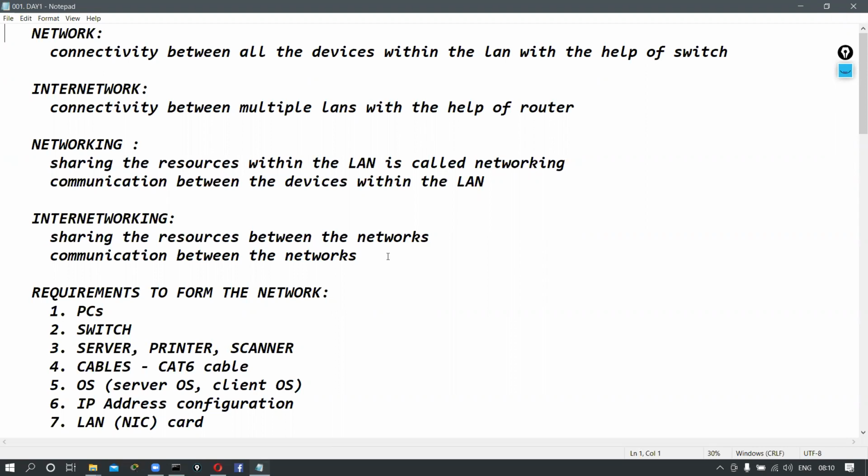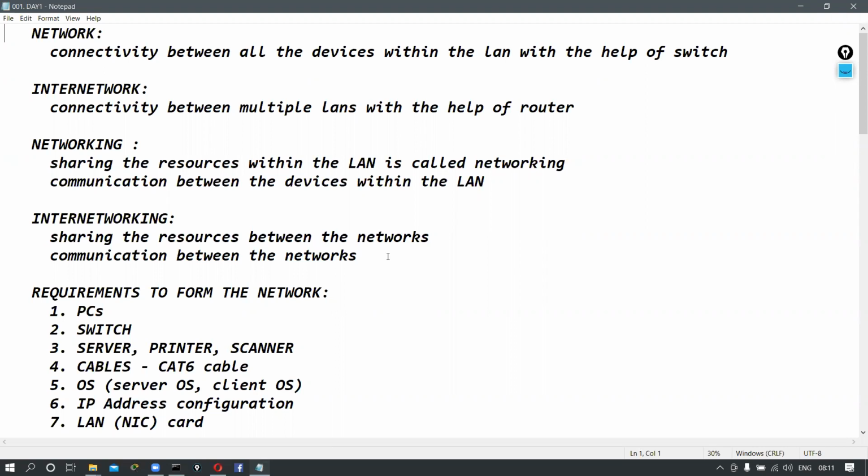And also, what are the minimum requirements to design the network? If you want to form the network, what are the requirements? PC, cable, switch, server, and clients are required. We need to install the server OS or server side and the client OS or client side. Then with proper connectivity, we need to assign the IP address. Then we'll do the sharing process. And also, without a LAN card, we can't get the LAN port. Every laptop has a LAN port now. For that only we will connect that cable.